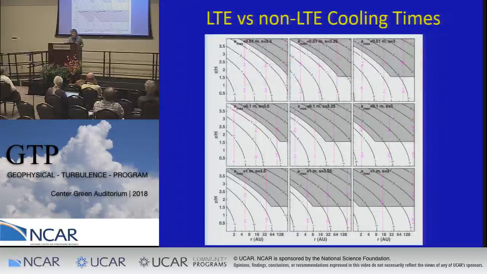So let me just try and quickly end with, we took several different possibilities for what our protoplanetary disk might look like. These have different spectra for the dust distribution. This is 3 1/4, this is 3 1/2, this is 3. Here we have different sizes for what the maximum dust size is.